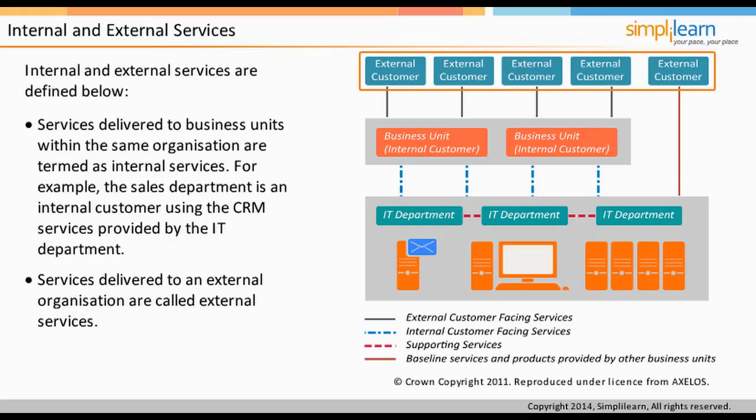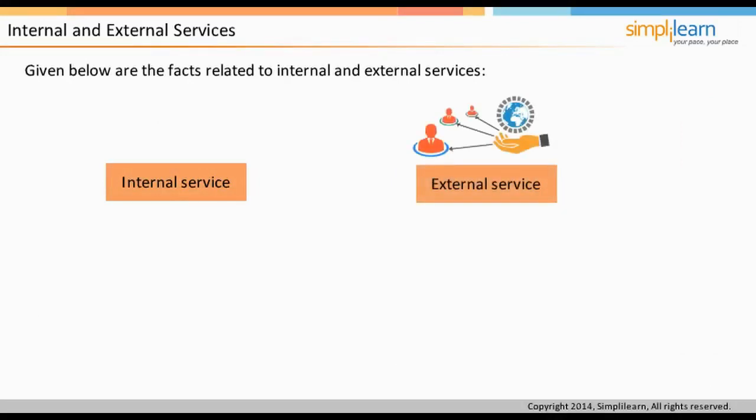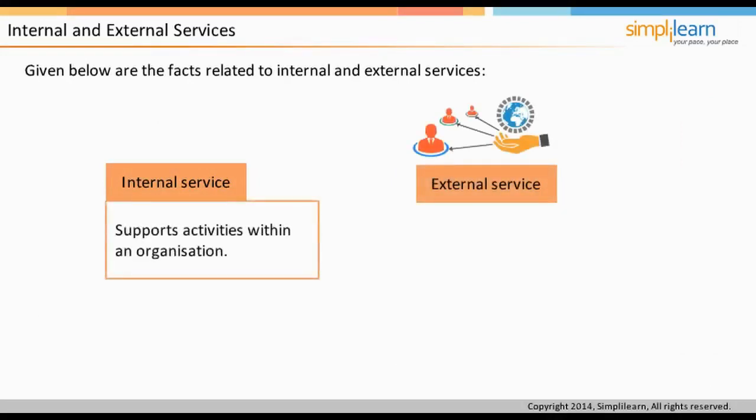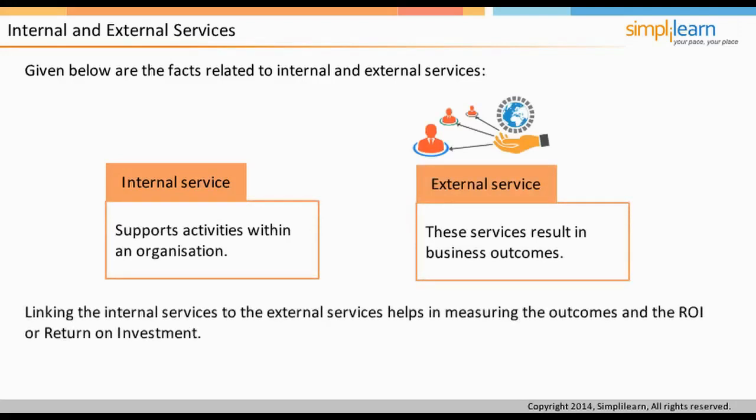The same IT department is providing services to the customers who are external to the organization. These services are considered as external services. Let us further understand the facts related to internal and external services. Internal services support activities within an organization, but external services result in business outcomes. It is vital to link the internal services to the external services, which is helpful in measuring the business outcomes. This also enables you to measure the ROI, or return on investment. Next, we will focus on what a process is and how it is related to providing quality services.